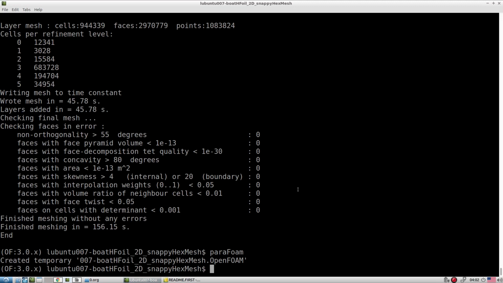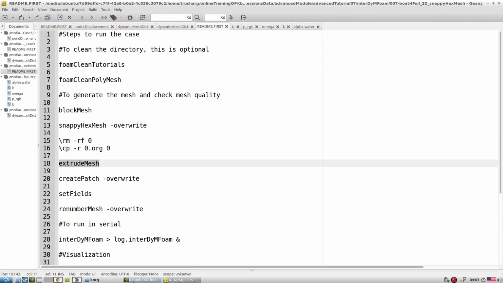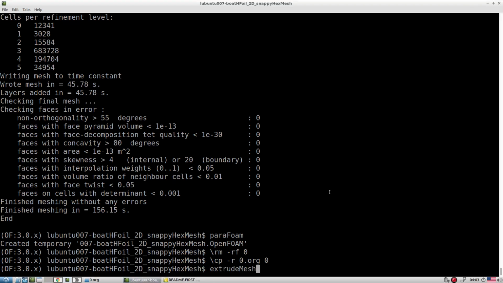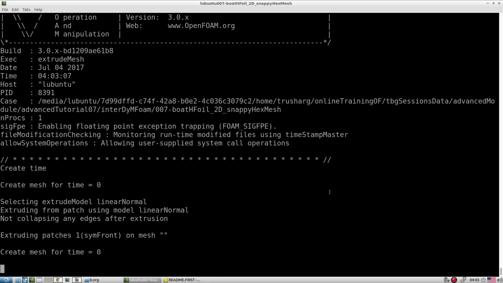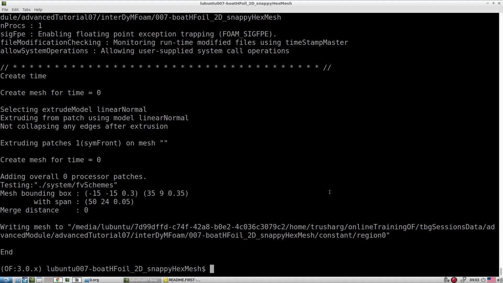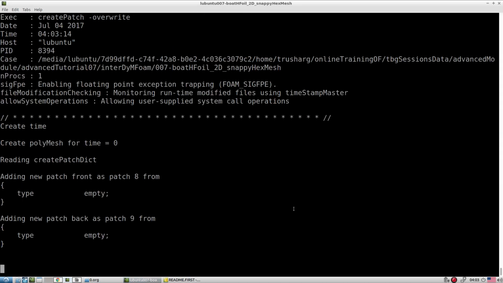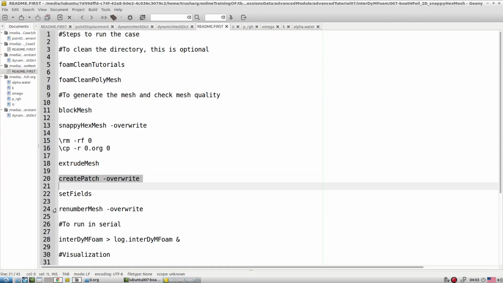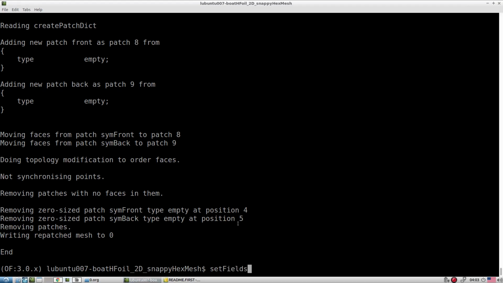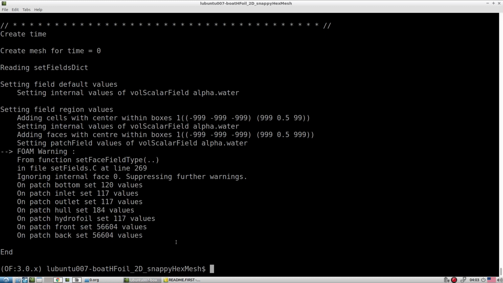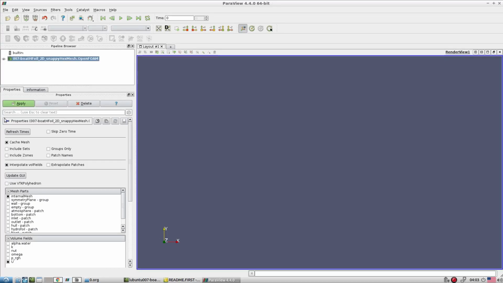So now just clean the case and copy the 0 folder. It is in 3D, so extrude the mesh to construct the 2-dimensional mesh. Okay, so the 2D mesh is ready. Then clean the patch, so that we don't have extra entries. Then setFields, to construct the wave. So let's check how the setFields looks.